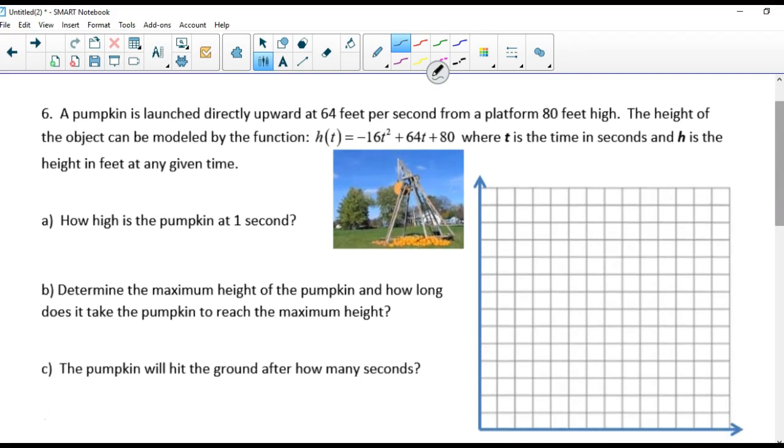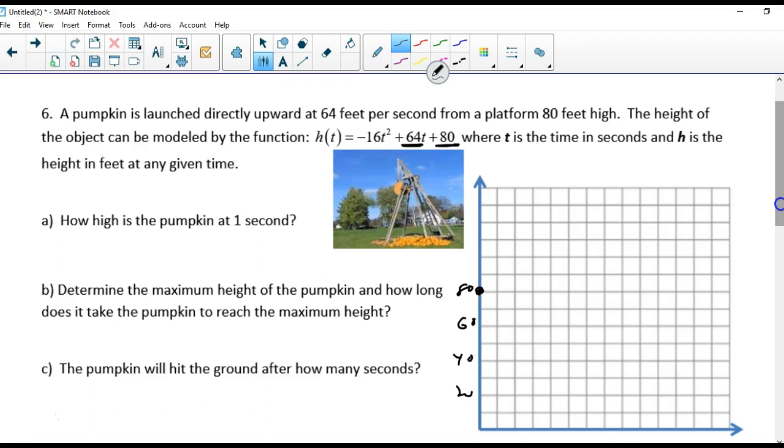Pumpkin is launched upward 64 feet per second. Notice where that 64 is. This is the velocity, from a platform 80 feet high. This is where it started. If you look at this graph and count by tens, I'll put 20, 40, 60, 80. This is where it's starting, 80 feet high. It's going to go up in the air and then hit the ground.